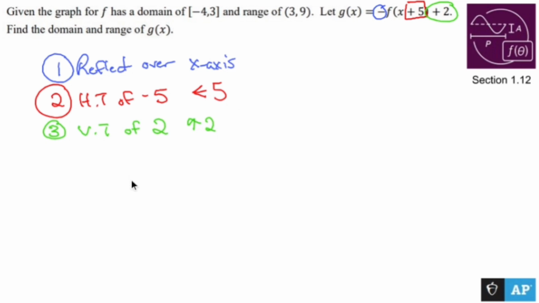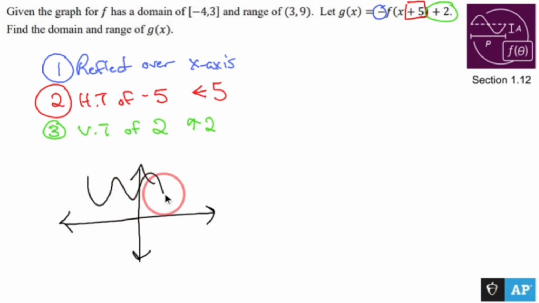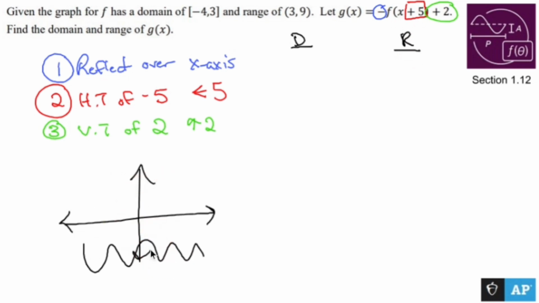I have some kind of picture graph that goes from -4 to 3 and 3 to 9. So, something like this happens. The first thing that I do, and let me write out the steps for my domain right here and my range right here, is flip this over the x-axis, which means this now shows up down here, but upside down.